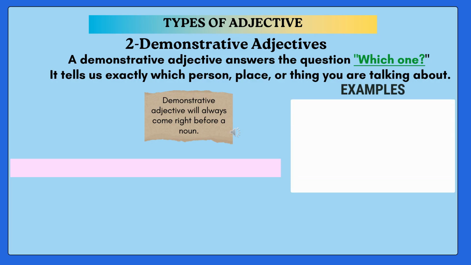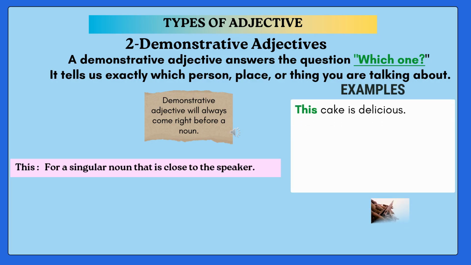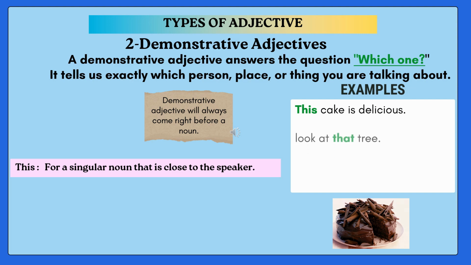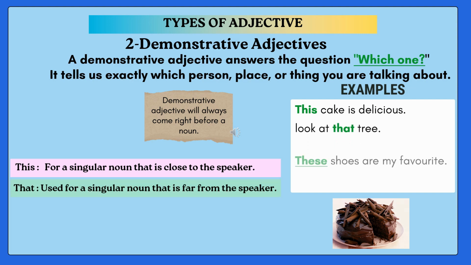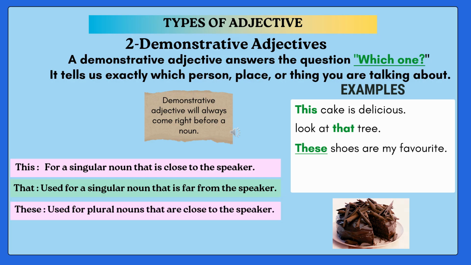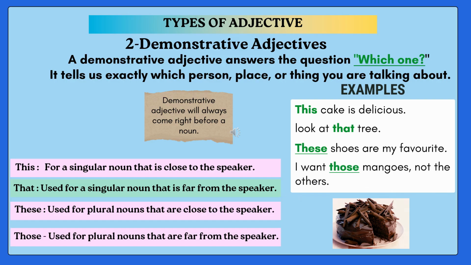Here are the four main ones. This for a singular noun close to us. Example, this cake is delicious. That for a singular noun far from us. Example, look at that tree. These for plural nouns close to us. Example, these shoes are my favorite. Those for plural nouns far from us. Example, I want those mangoes.